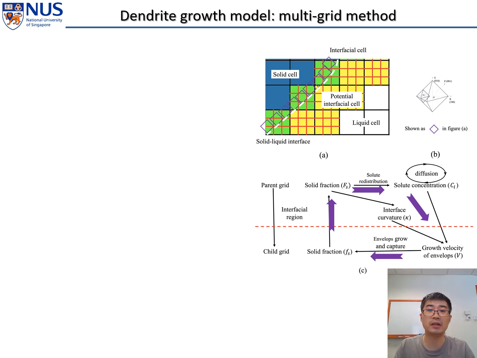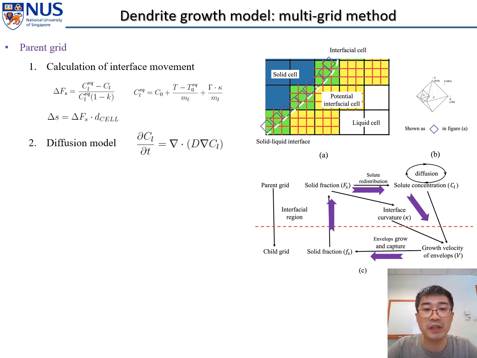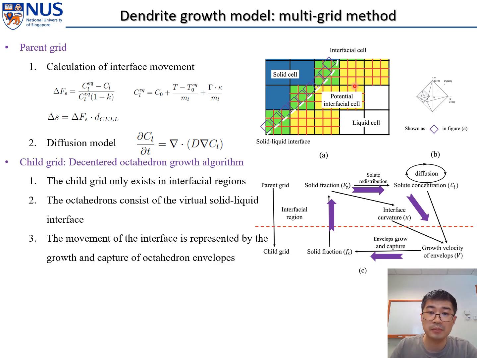Based on all of this, we developed a multi-grid method to simulate the dendrite growth. First, there's a parent grid. In this parent grid, we calculate the interface movement and also the chemical element diffusion. In the interfacial cells and also the potential interfacial cells, we remesh into fine cells called the child grid. In this child grid, we use the decentered octahedron growth algorithm. In these octahedrons, there are virtual solid-liquid interfaces, and the movement of the interface is represented by the growth and capture of the octahedron envelope.